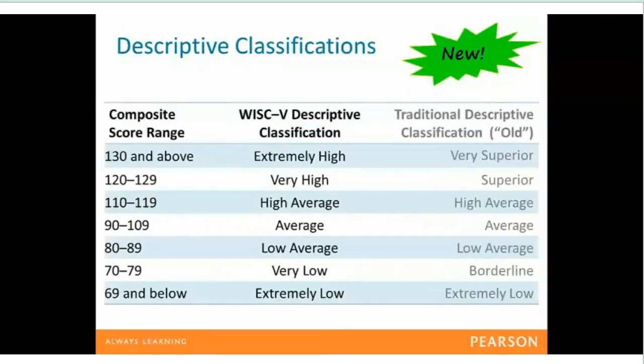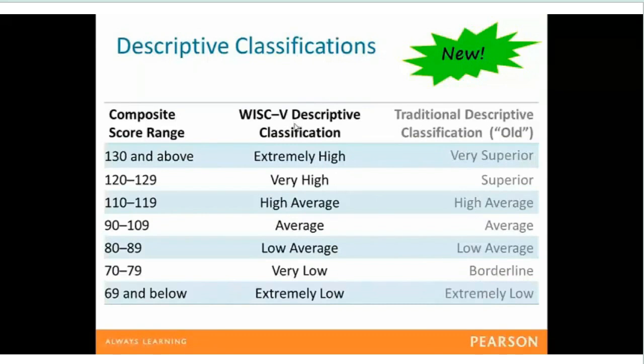Some of our descriptive classifications have changed as well. You can see here what we have been using on the WISC-IV includes terms like superior or borderline. And borderline has been a problematic term because it doesn't really mean anything to teachers and parents who don't know where borderline falls on the bell curve.